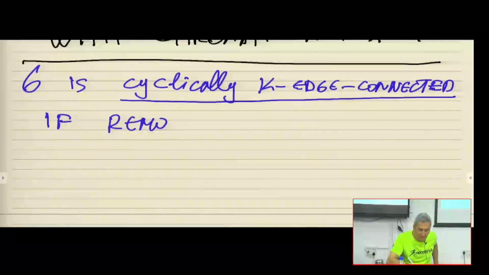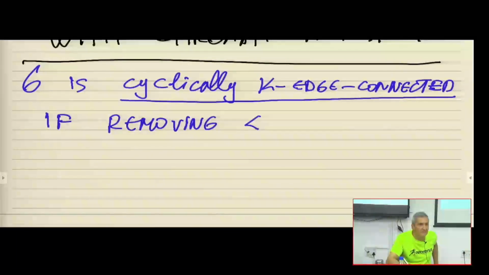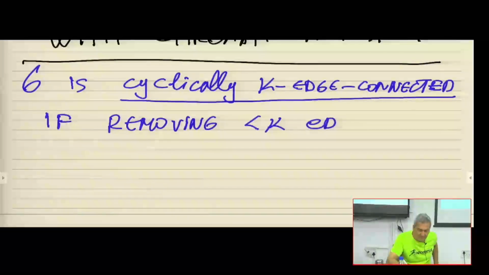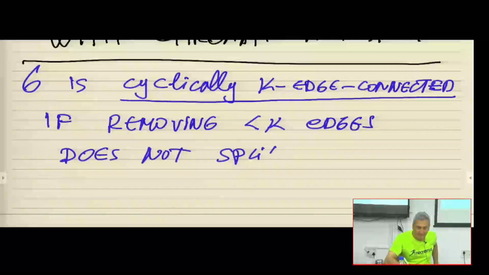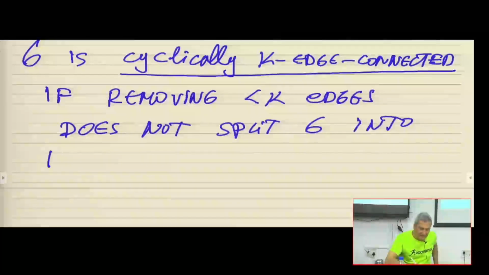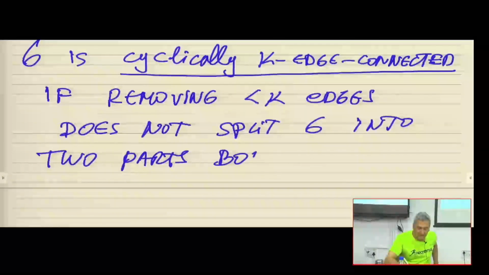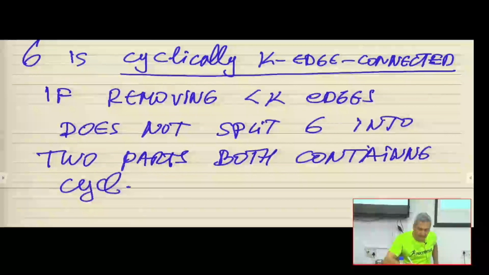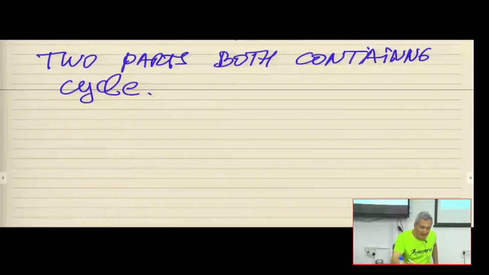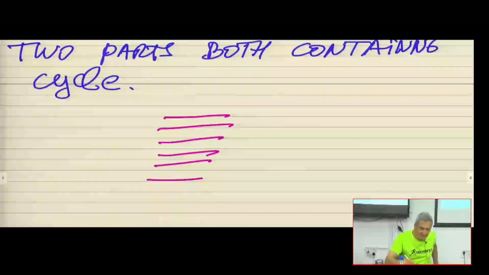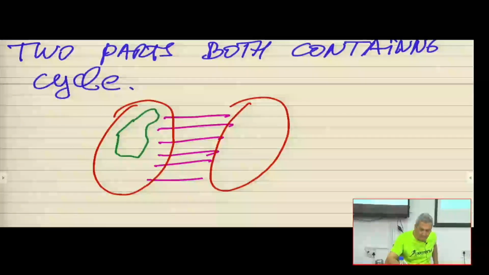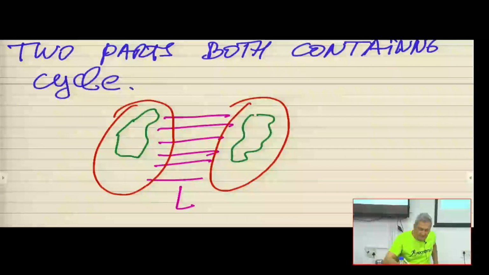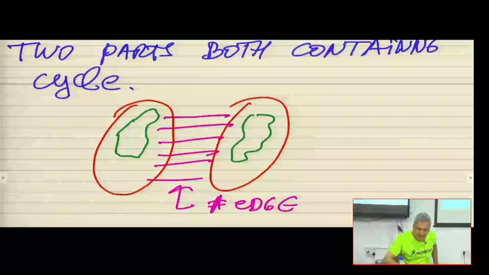G is cyclically k-edge connected if removing strictly fewer than k edges doesn't split G into 2 parts, both containing a cycle. That means if I have a situation like this, some edge cut, and on both sides I have some cycle, then the number of edges must be at least k.